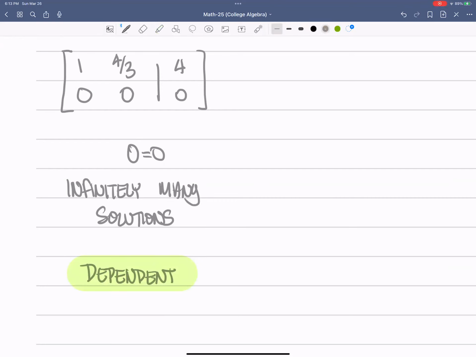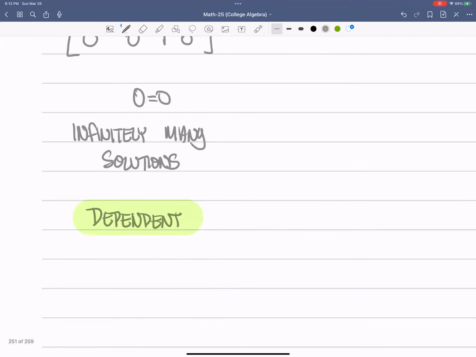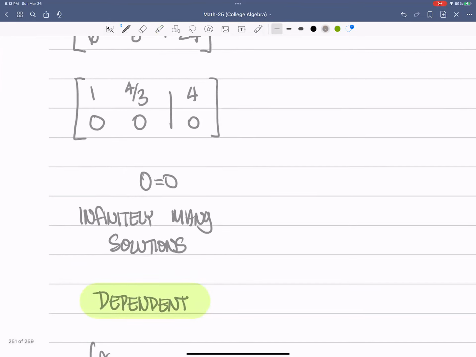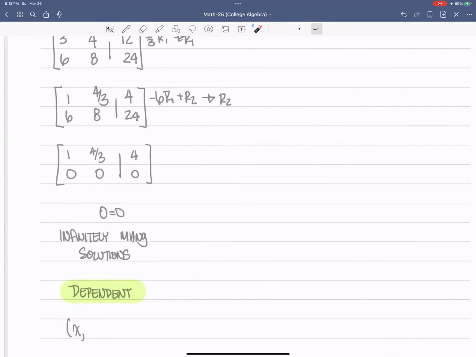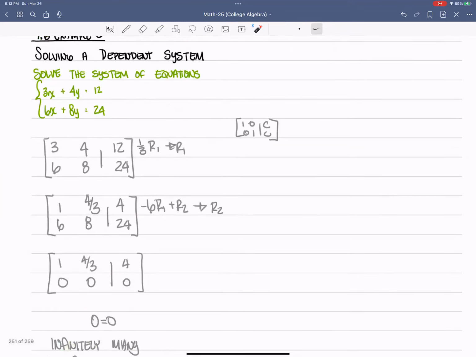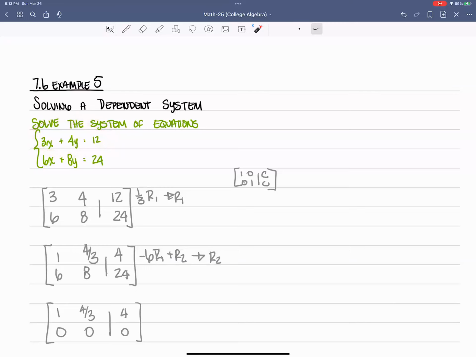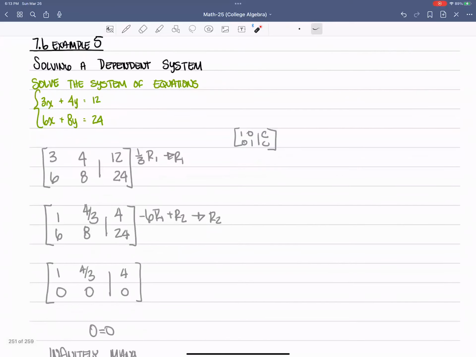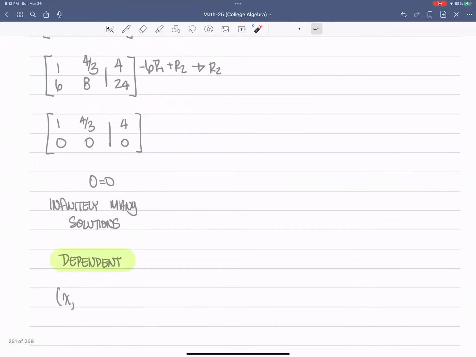And the last thing that we have to do is show what the solution looks like. Our solution is going to be in the form of x, comma, some other value. So we have an input for x and we have to figure out what the output is. Here, we'll grab either one of the equations, because what this proved is that both of the equations are the exact same thing. So we'll just grab that first one. It has smaller numbers. So 3x plus 4y equals 12.